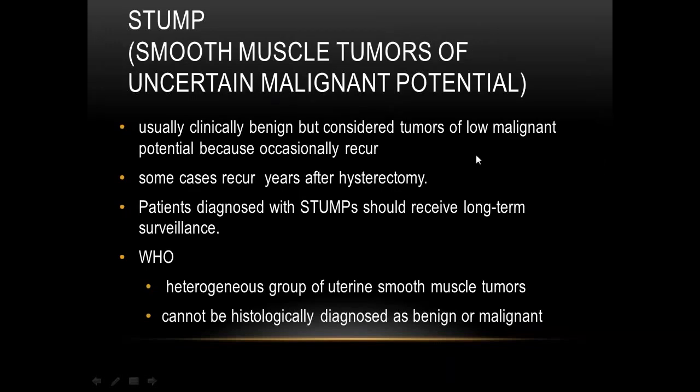A STUMP tumor is a smooth muscle tumor of uncertain malignant potential. They usually clinically are benign, but considered tumors of low malignant potential because occasionally they can recur. Some cases recur years after hysterectomy. Patients diagnosed with STUMPs should receive long-term surveillance. The World Health Organization describes them as a heterogeneous group of uterine smooth muscle tumors that cannot be histologically diagnosed as benign or malignant.